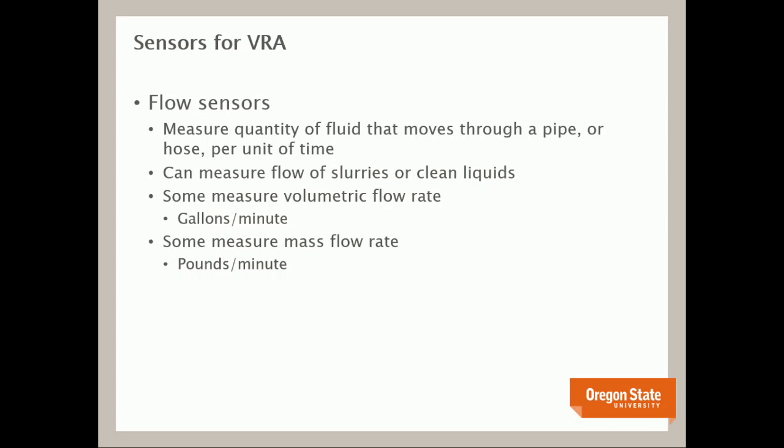Flow sensors measure the quantity of fluid that moves through a pipe or hose per unit of time, and can measure flow of slurries or clean liquids. Some measure volumetric flow rate, gallons per minute. Some measure mass flow rate, pounds per minute.